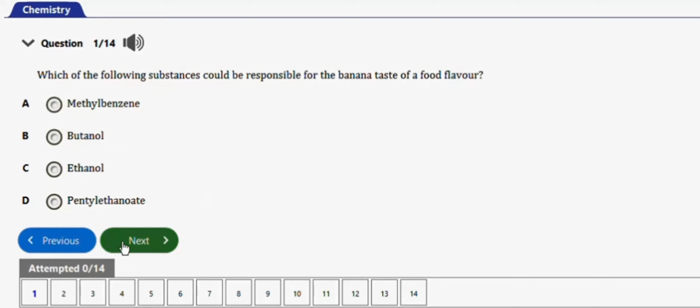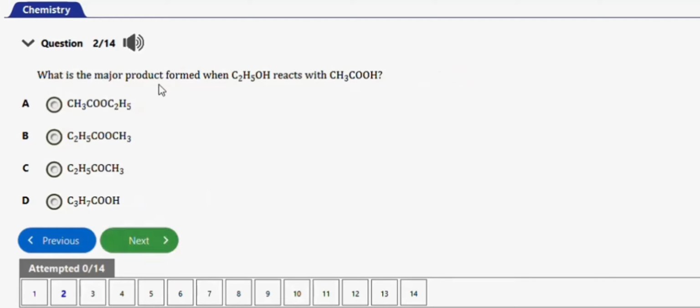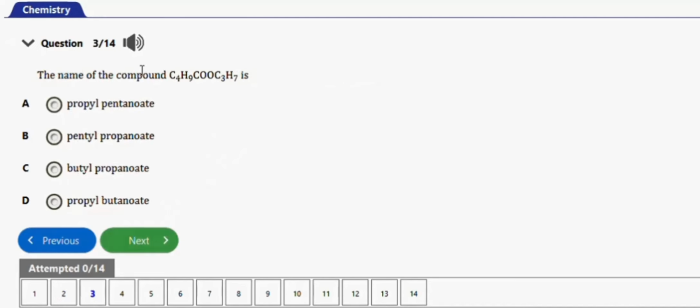Okay, the next question says, what is the major product formed when this ethanol reacts with this? So the product will give us ethyl ethanoate. All right, so the right answer would be option A. To pronounce this, it is ethyl ethanoate. Okay, an ester. So the next question says the name of the compound is, so this compound, if you're naming it, would be your propyl propanoate.